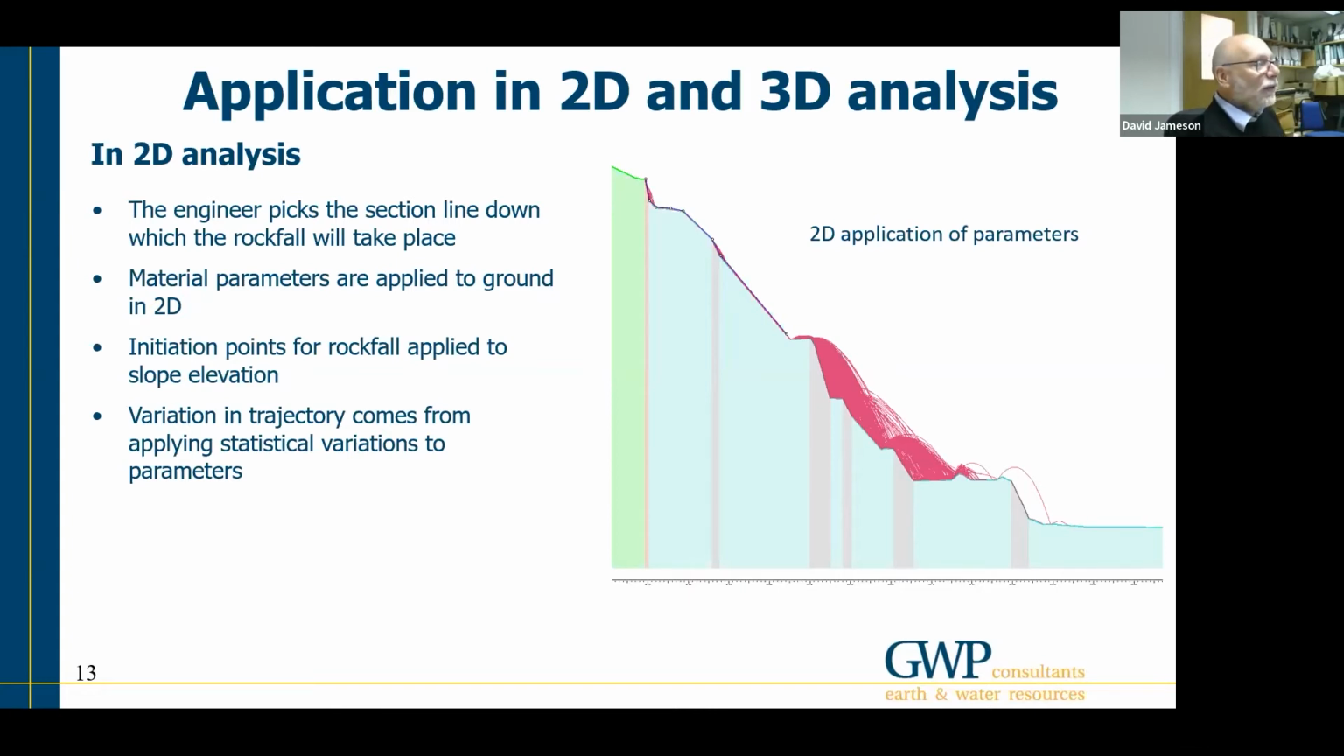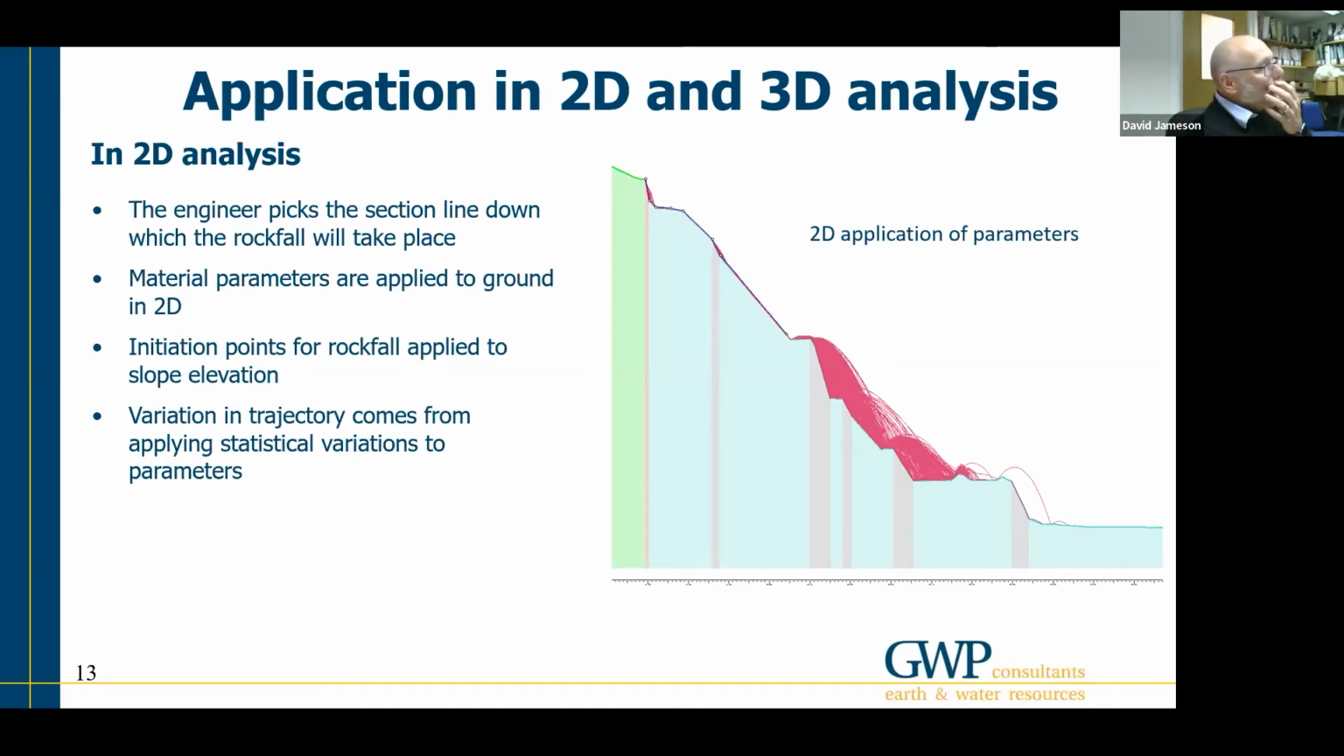And I'll show you some videos later on which show that often the blocks don't just come straight down the face. If they happen to impact on a side of a debris pile or into a gully, they can be thrown off course quite dramatically. And that's why you might want to move from a 2D slope section line to a more comprehensive 3D analysis.